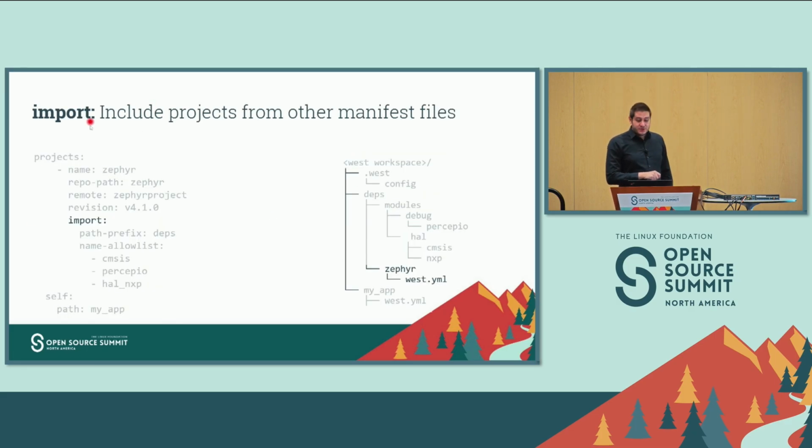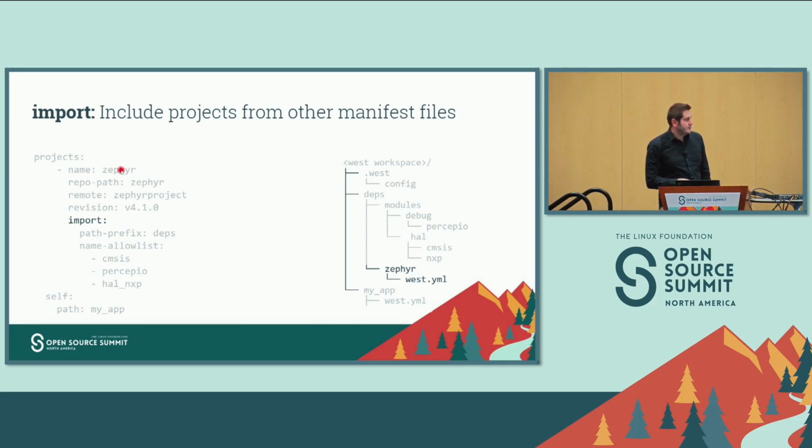We can also use import. Import means pointing to another west.yaml that is inside this repository. Because we said that we can have a west.yaml that points to another project that also contains a west.yaml. So when you use import, here I'm saying that for this Zephyr, import the other west.yaml. Just a reminder, I already have the central west.yaml inside my application. But I also want to import whatever I have in this west.yaml. So it will start importing the things listed in this west.yaml.